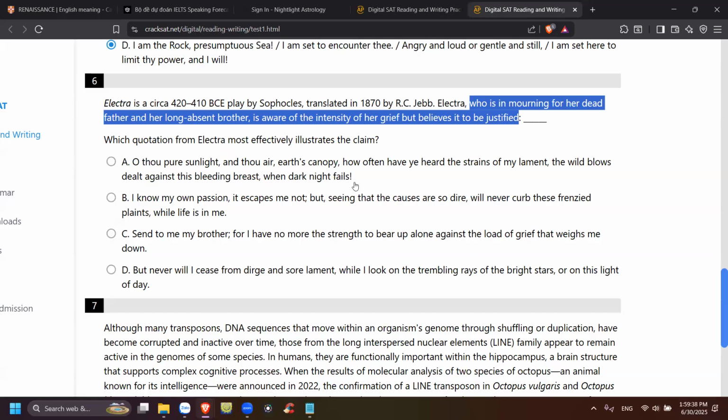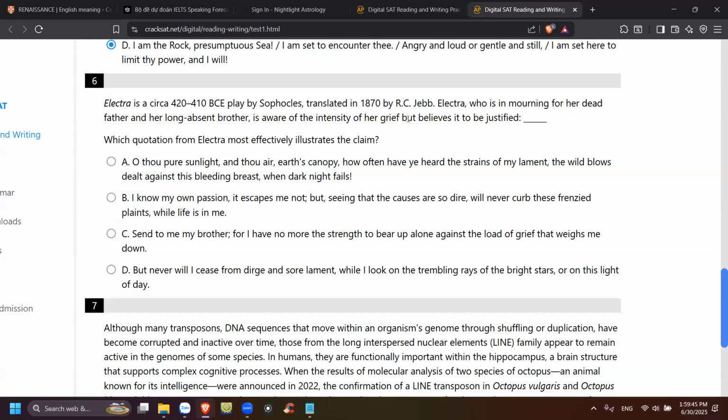It sounds extremely negative. I think negative. It doesn't have the part about believing it to be justified. So I don't think it's A. So you said D, right? Yeah, I think D.